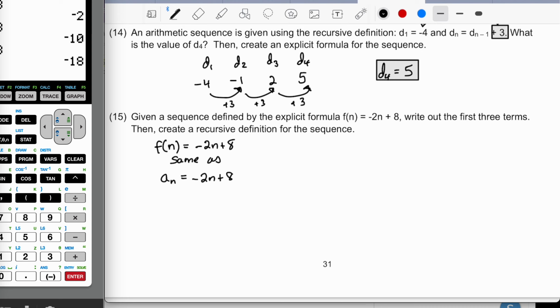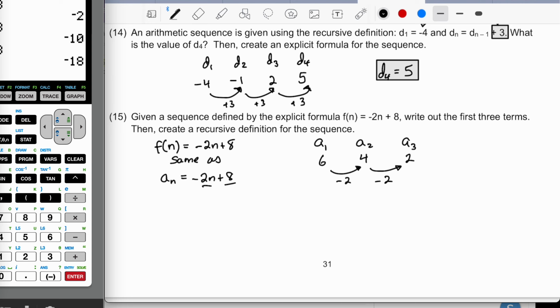So if I want to list out the first 3 terms for this one, all I'm doing is plugging in 1, 2, and 3 to this function. And you can do it in a calculator if you want, but if I plug in a 1, I'm going to get a 6. If I plug in a 2, I'm going to get a 4. And if I plug in a 3, I'm going to get a 2. And you see we have a common difference of -2.